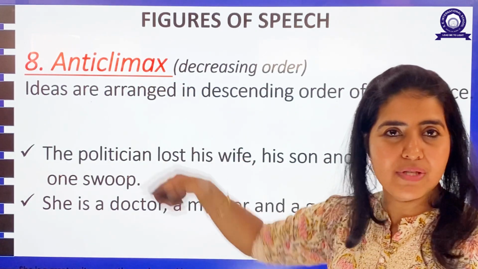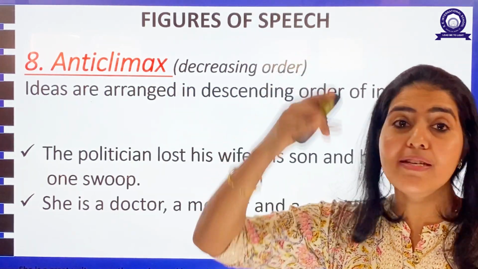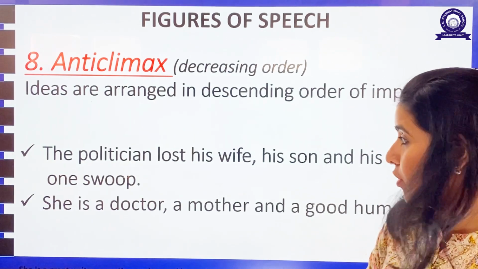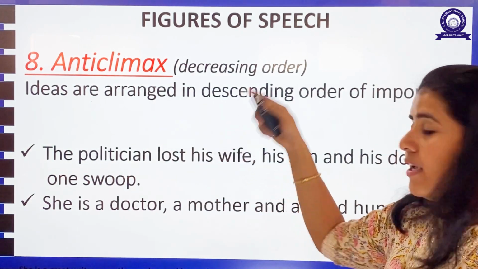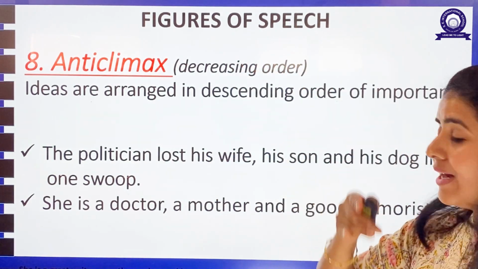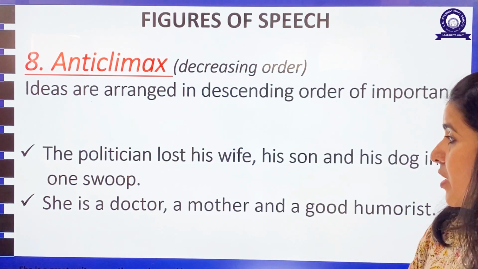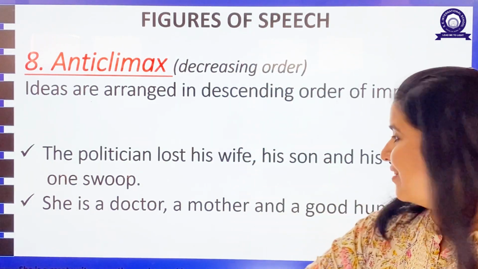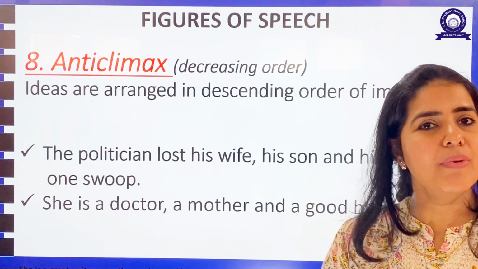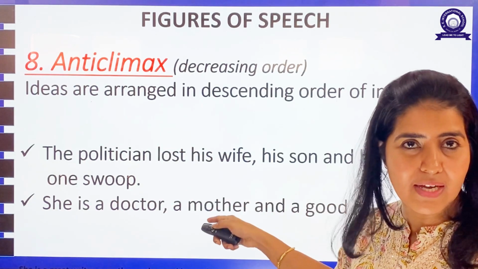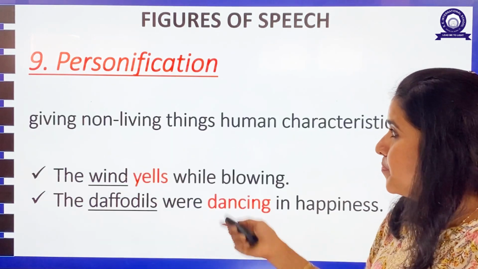The opposite is anticlimax. Anticlimax is in the descending or decreasing order. The politician lost his wife, his son, and his dog in one swoop. She is a doctor, a mother, and a good humorist. So you see, there is an order in the sentence, and that is the decreasing order.